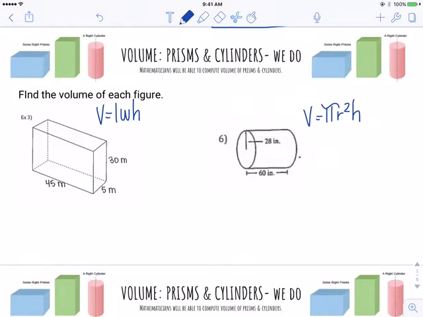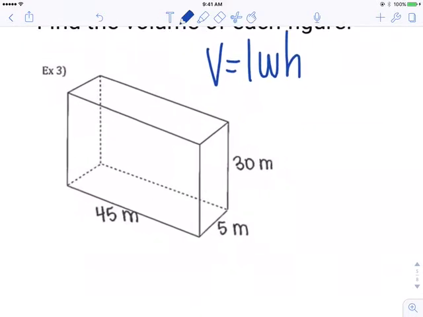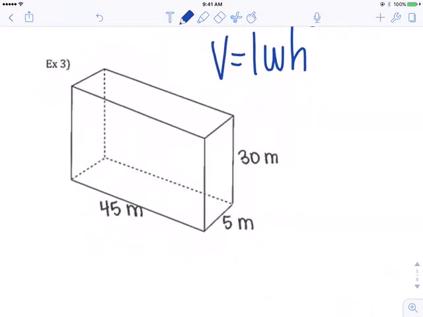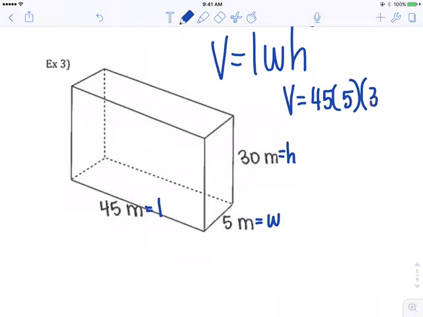So if I go through and I'm finding the volume of this rectangular prism, I'm going to locate the height, the width, and the length. So those are going into my formula. So I'm going to say volume equals 45 times 5 times 30. And you should have plugged that into your calculator. And when you do that, you get 6,750 meters cubed.